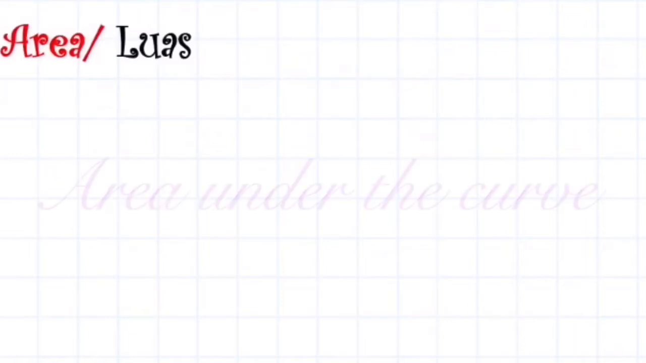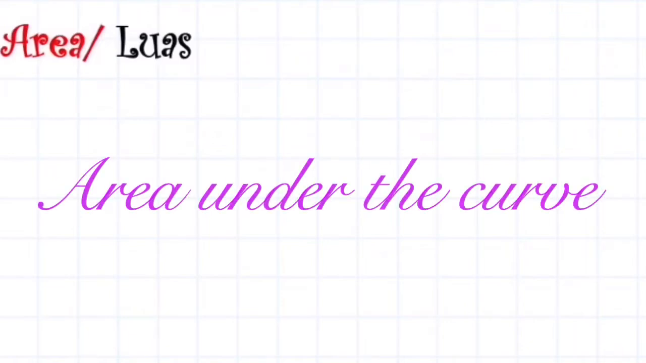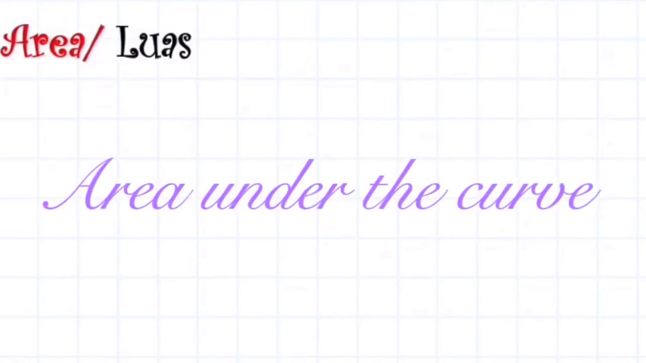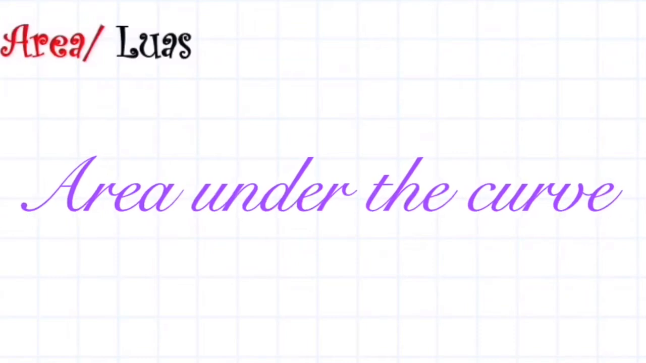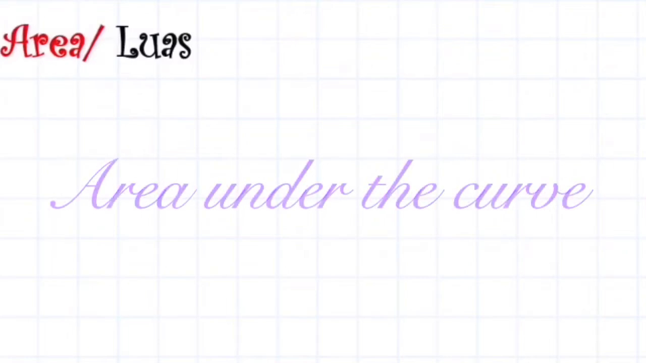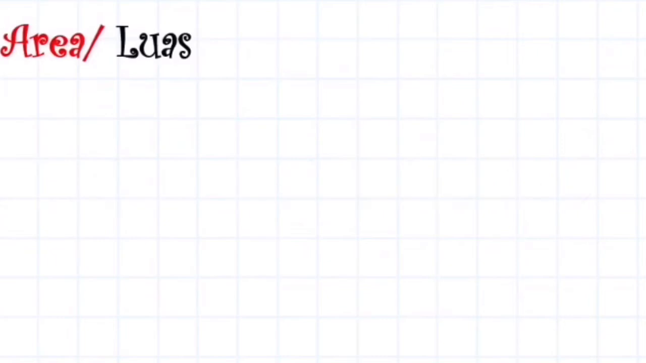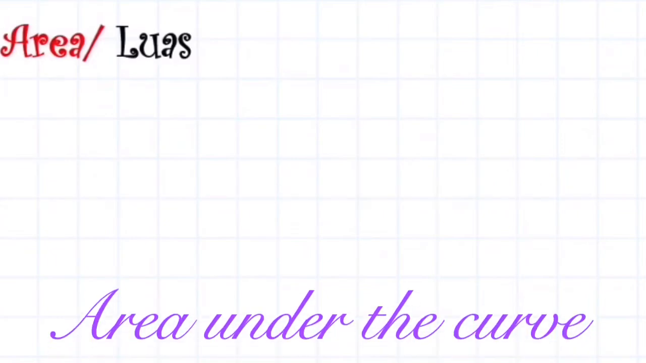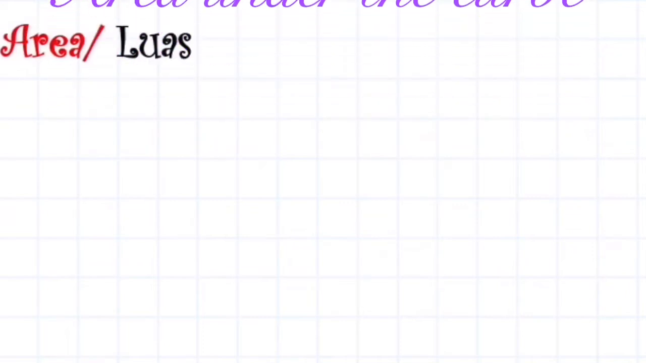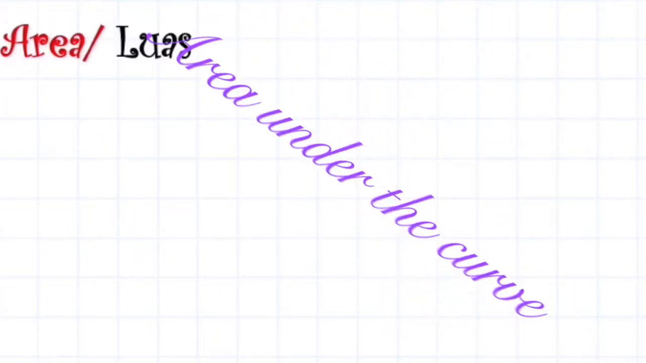Today we want to discuss the area under the curve. Area under the curve is under integration. For area under the curve, we have different types of area. Today we will discuss in detail about the area under the curve. For area, we have area bounded by the x-axis and also area bounded by the y-axis.